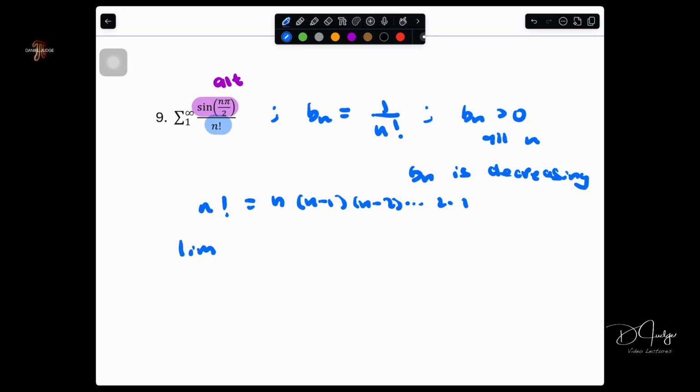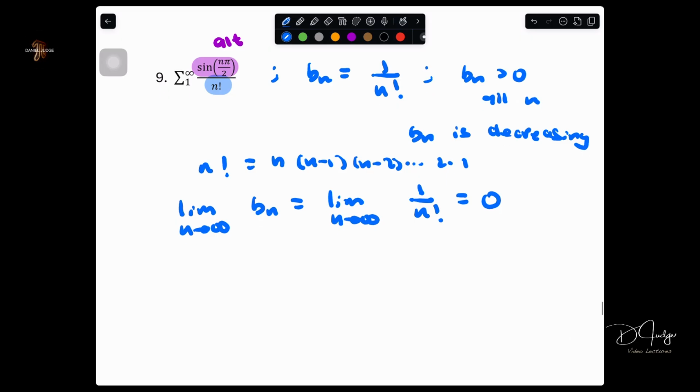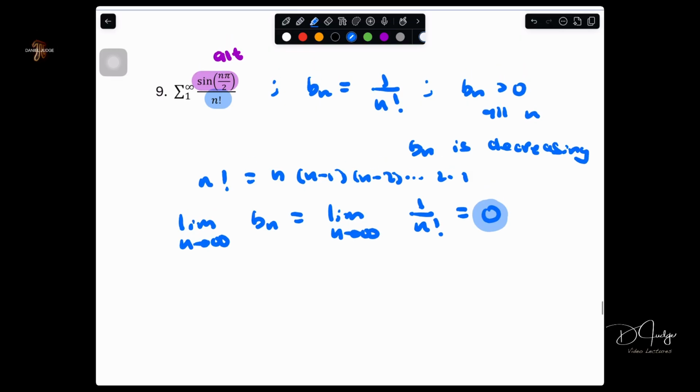All right. So let's take the limit as n goes to infinity of b to the n, which is the limit, as n gets big, of 1 over n factorial. Now this is going to be 0 because the denominator is just getting bigger, bigger, and bigger. The numerator stays at 1. So this goes to 0. So it satisfies the terms of the alternating series test. So this thing converges by the alternating series test. We get convergence.